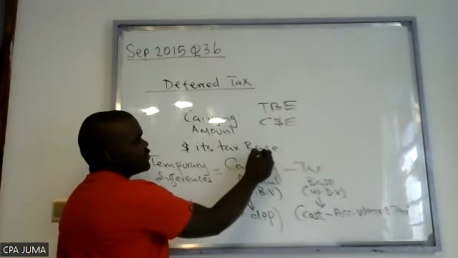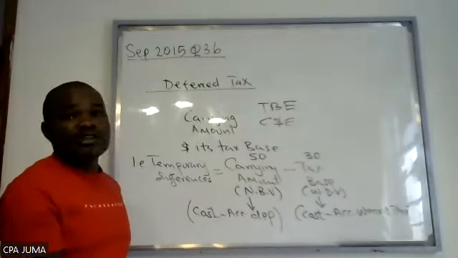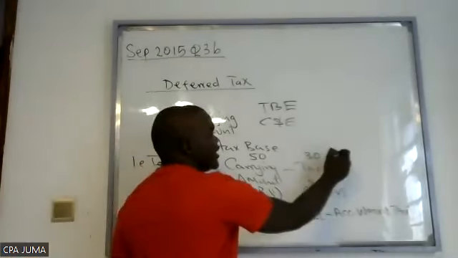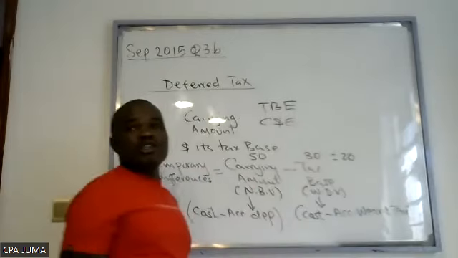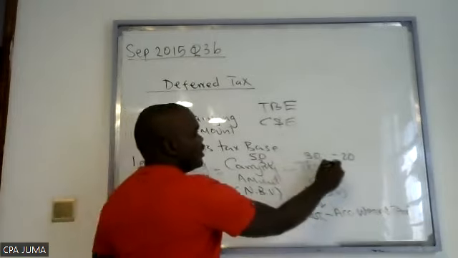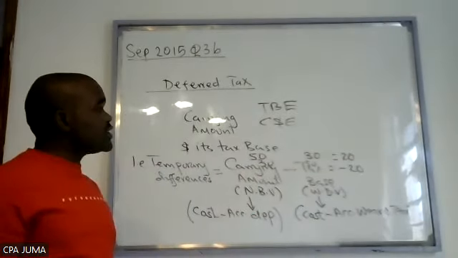If the book value is 50 and the tax base, what is attributed for tax, is 30, then the temporary difference is 20, which is positive. If it is the other way around, 30 minus 50, then we have a negative temporary difference.